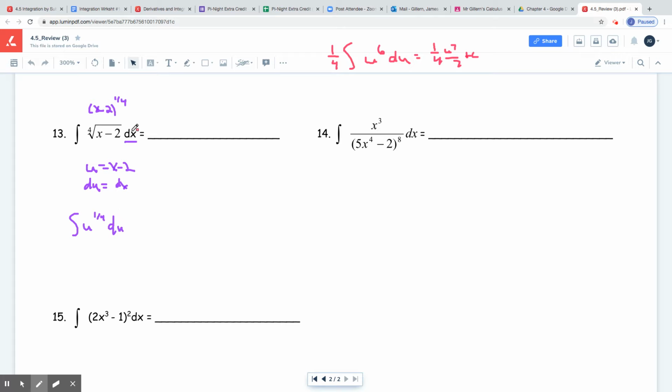The dx is already there. There's no 4, 3. There's nothing to add. So it's u add 1, which would be 5 over 4. Take the reciprocal, so 4 stays there, 5 goes in the bottom, plus c. So the final answer is 4 times x minus 2 to the 5 fourths all over 5 plus c.